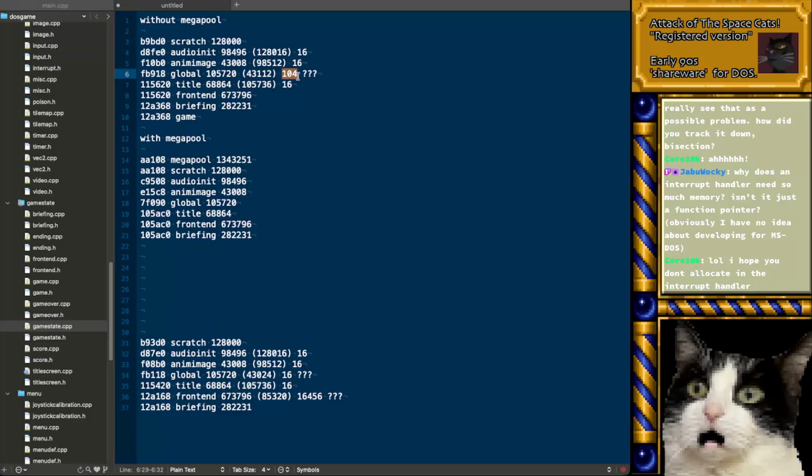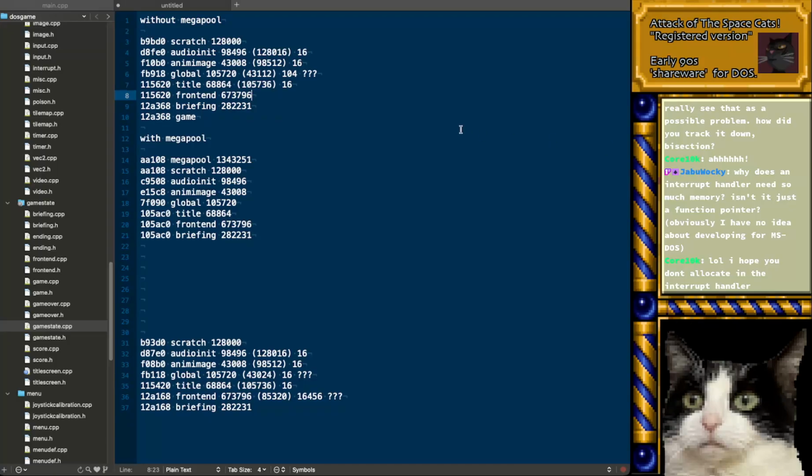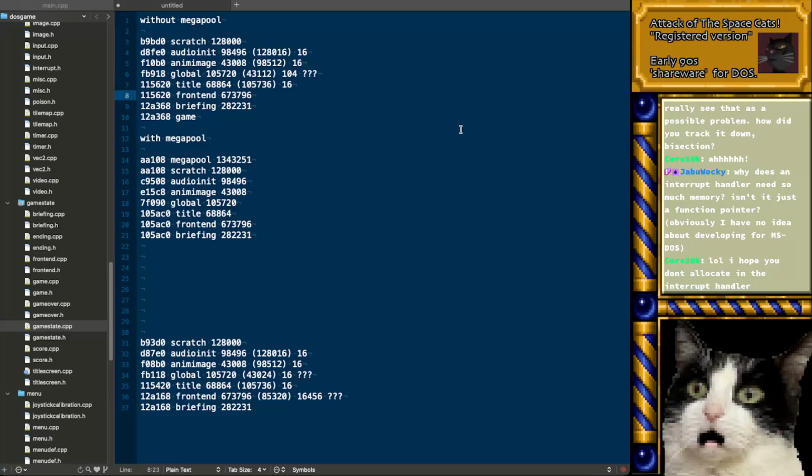Why does an interrupt handler need so much memory? Isn't it just a function pointer? It's a very good question. It's something to do with protected mode, so I won't bother showing the web page. If you go looking at this, because obviously you need interrupt handling to do any kind of input, or actually for me first was the timer, because I wanted accurate frame timings, because I knew the plan was to be able to run this on a 386 or a Pentium.